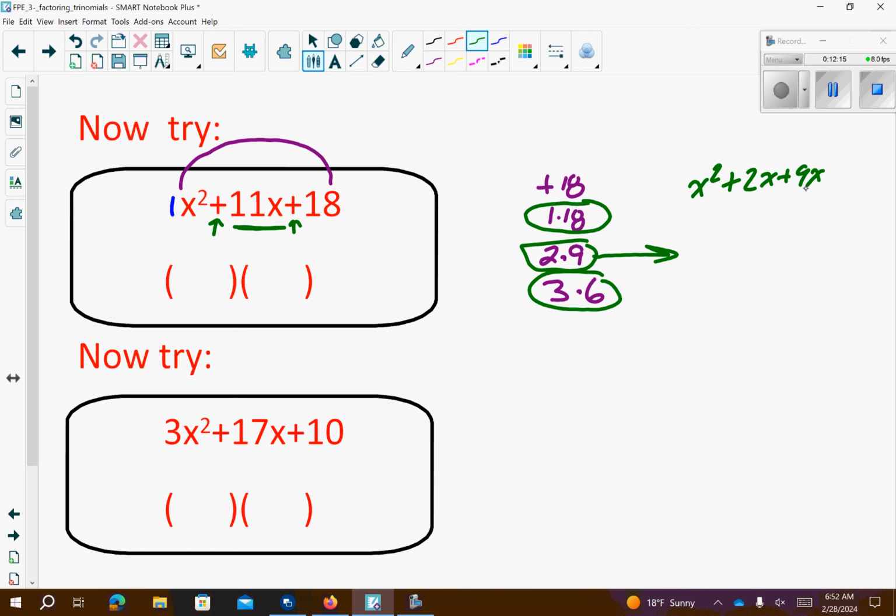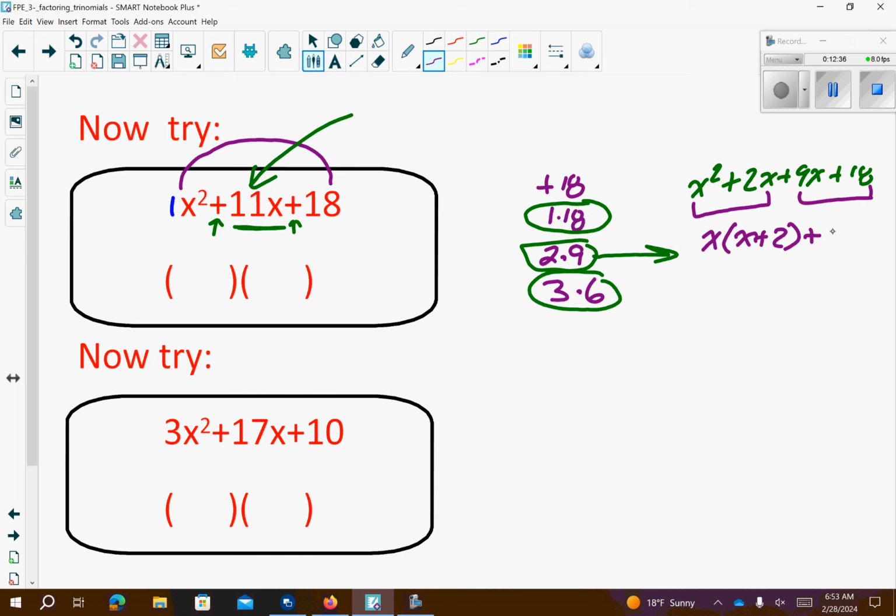You can have a 9x here and a 2x here, and then I have the plus 18 at the end. So notice, I split apart the middle. 2x plus 9x is 11x. Okay, that's what we want. Now we have 4 terms, so let's group it. I'm going to factor an x out, so I get x plus 2. That sign comes with it.